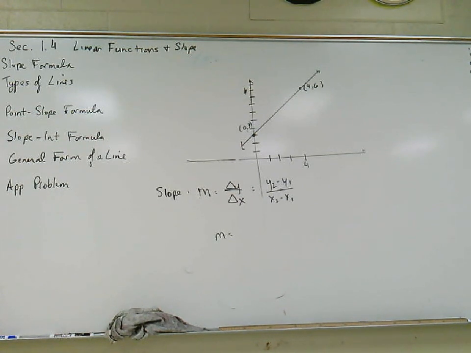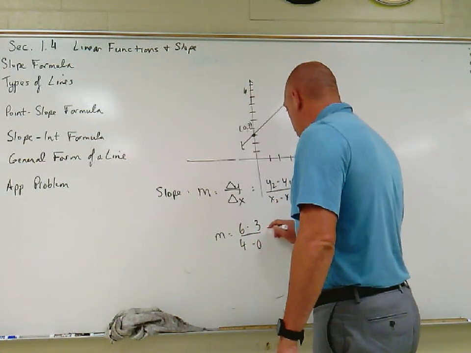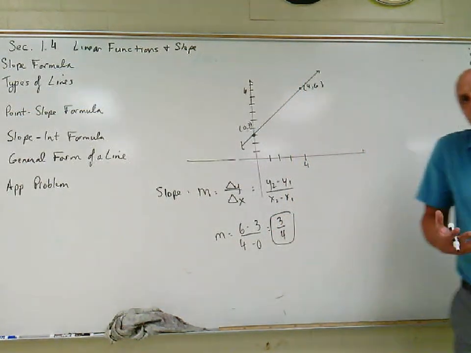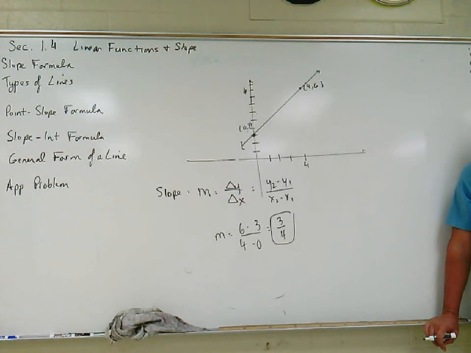All right, so what do we get? What's the slope? 3/4, right? You should have got 3/4. So 6 minus 3 over 4 minus 0, you get 3/4. So what does slope tell us about the line? Yeah, I mean, we can say rise over run, right? But it came out positive. What does that tell you?